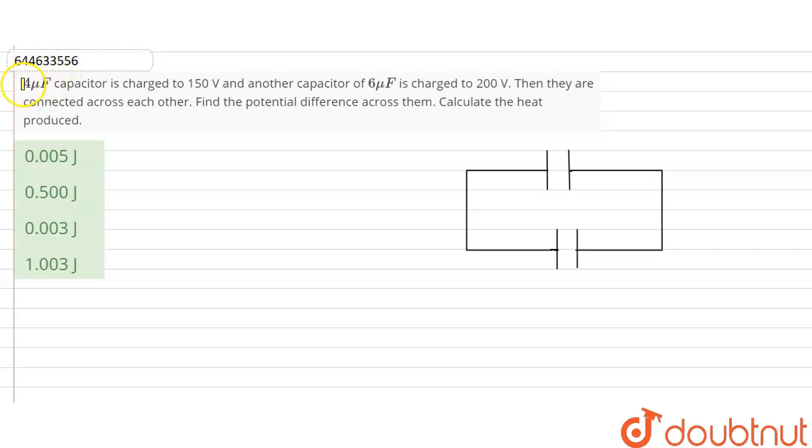Our question is: a 4 microfarad capacitor is charged to 150 volt and another capacitor of 6 microfarad is charged to 200 volt. Then they are connected across each other. Find the potential difference across them and calculate the heat produced. So we have to calculate the heat produced in the capacitor when the charge is rearranged. So these are our options. We have to find the correct one.